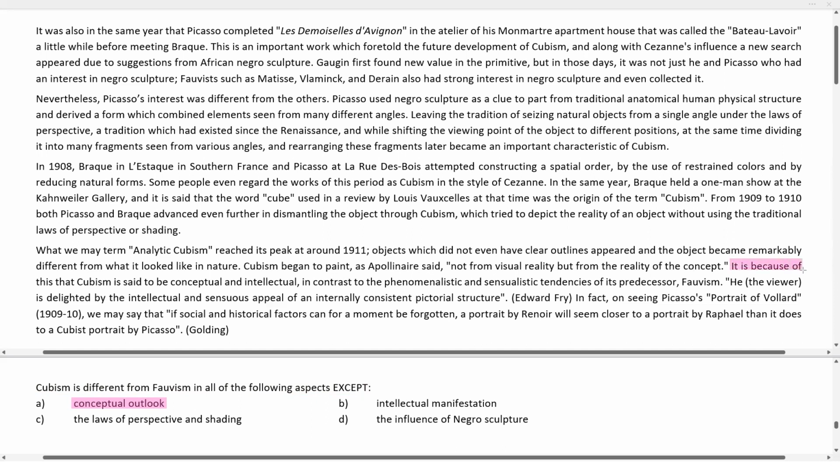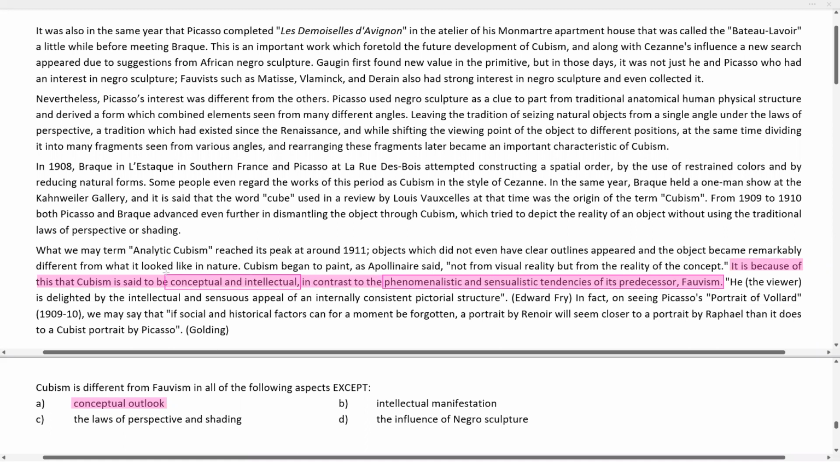It is stated here, it is because of this that Cubism is said to be conceptual and intellectual, in contrast to the phenomenalistic and sensualistic tendencies of its predecessor, Fauvism. So we see in a simplification that Cubism was conceptual and intellectual rather than phenomenalistic and sensualistic, which were tendencies of Fauvism. So it is according to these aspects or on these points that Cubism was different from Fauvism.